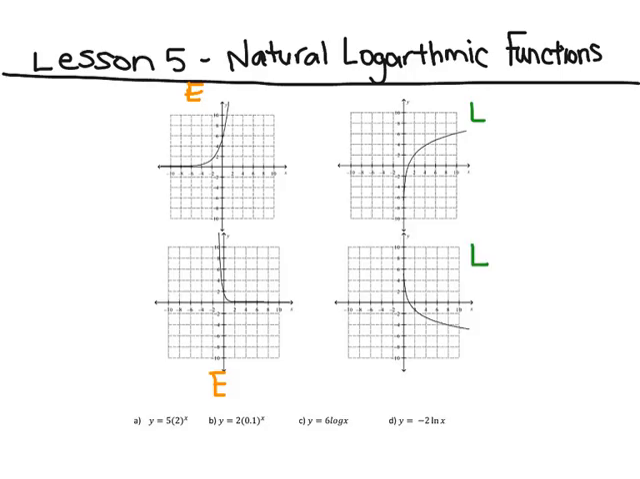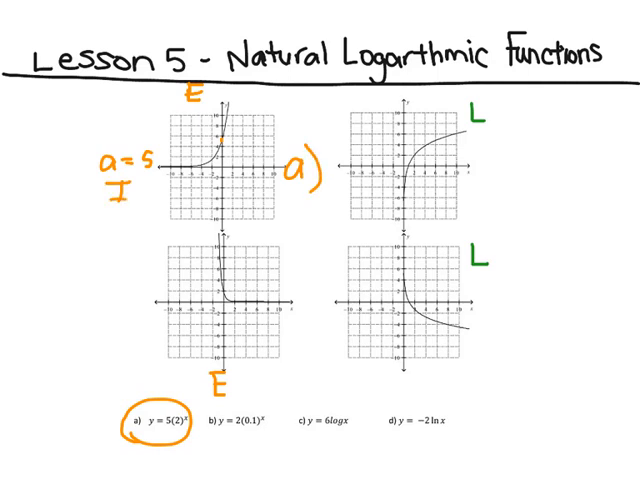So now we can go through and find important information. For this one, our y-intercept is 5. It crosses here at 5. So that means our a is 5. So this function goes with this because it is exponential.